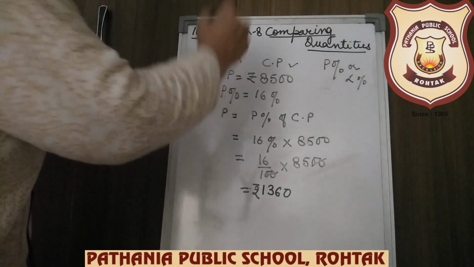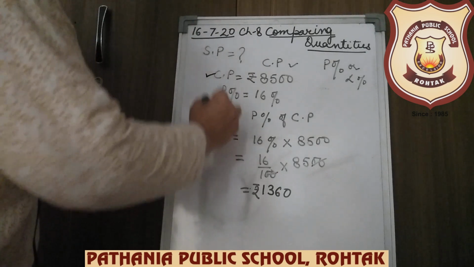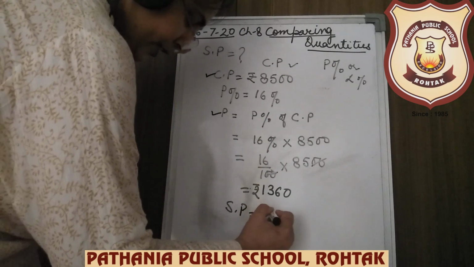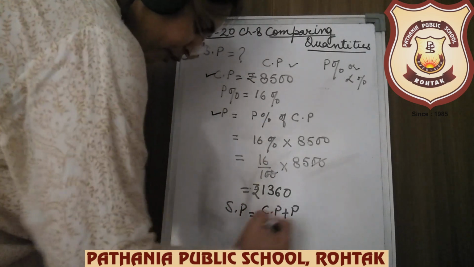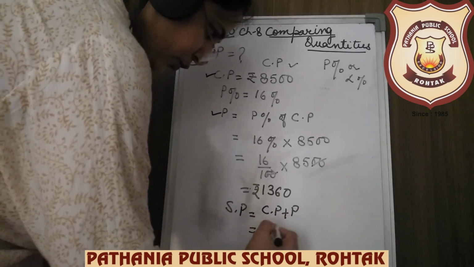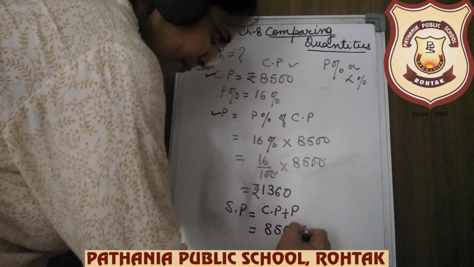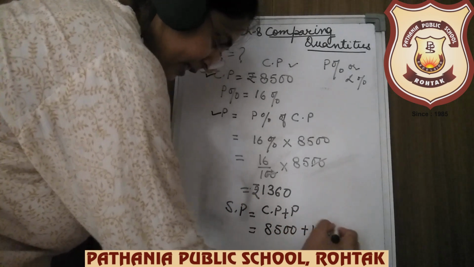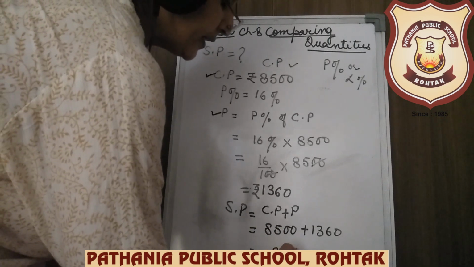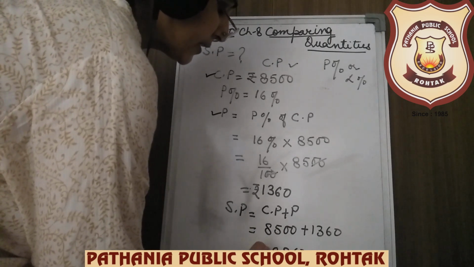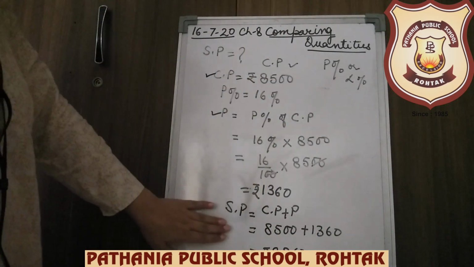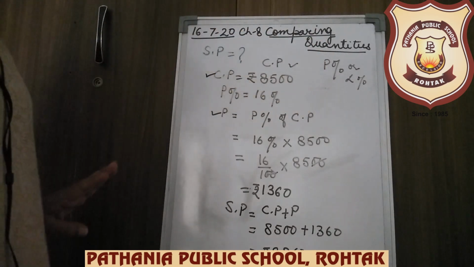Now you have CP with you, profit with you, then what is SP? SP is equal to CP plus profit, because when there is profit SP is bigger, so you are going to add. So 8500 plus 1360, which is equal to 9860 rupees. In this manner you are going to calculate your SP when CP and profit percent is given.